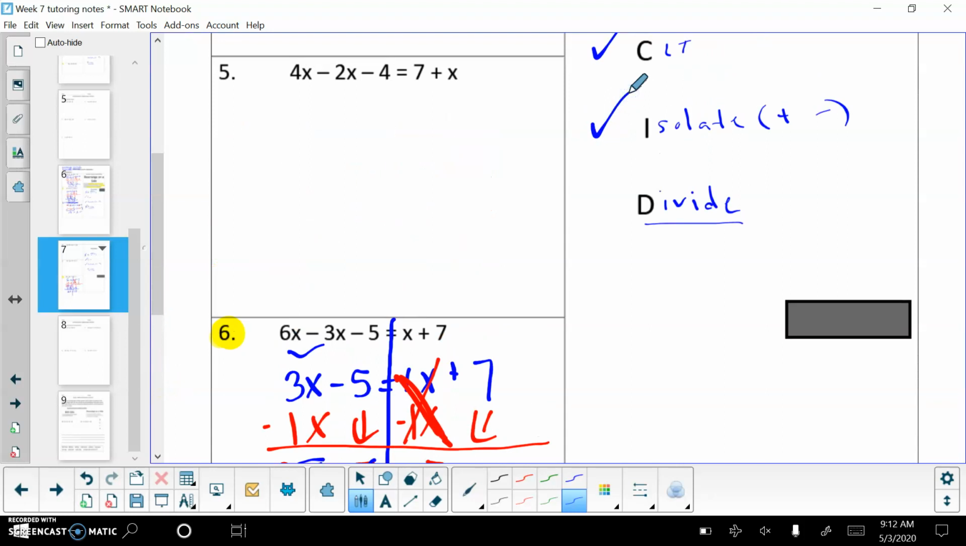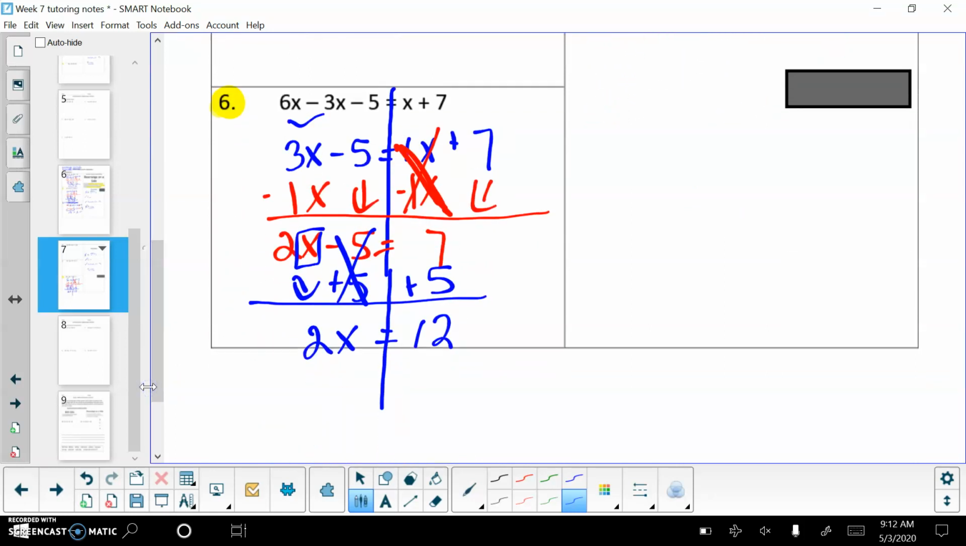The last step is the divide. In order to move the 2 away, I need to divide because that's 2 multiplied by x. And the opposite of multiplication is division. So I'm going to divide by a 2. 2 divided by 2 is 1, so I just have 1x left, which is what I want. But then I have to do the division on the other side. 12 divided by 2 is 6. So I get 1x equals 6, and the 1 just becomes part of my box. That just means x is 6. And there's my answer.